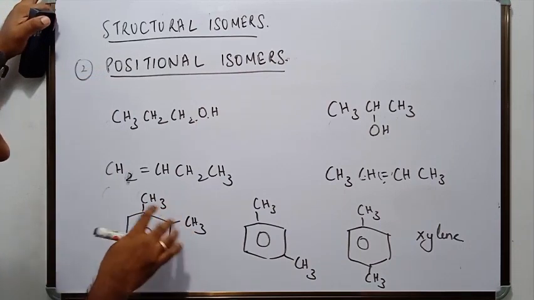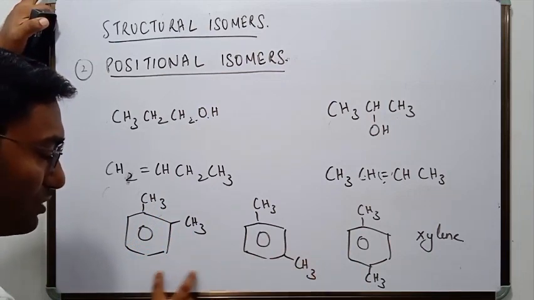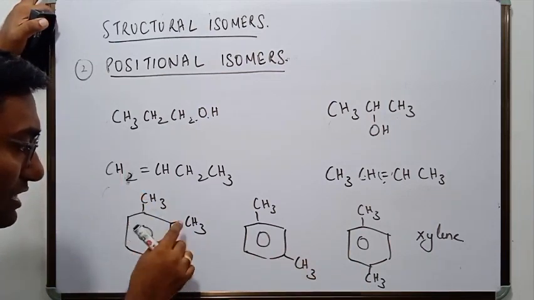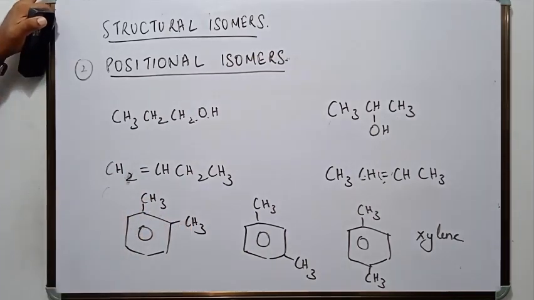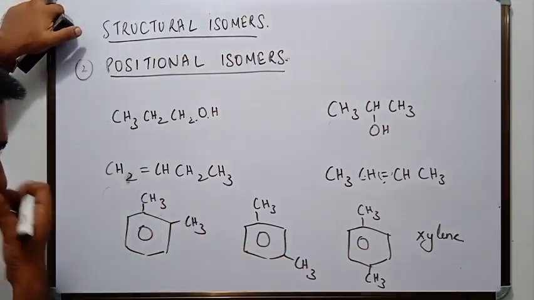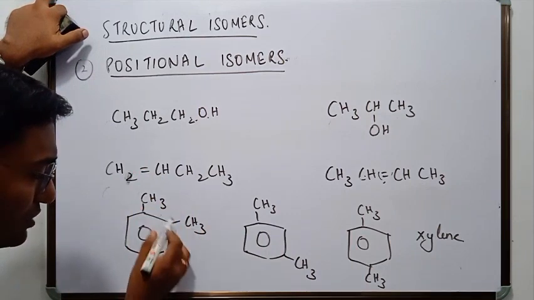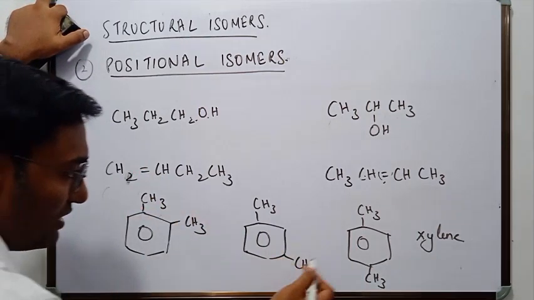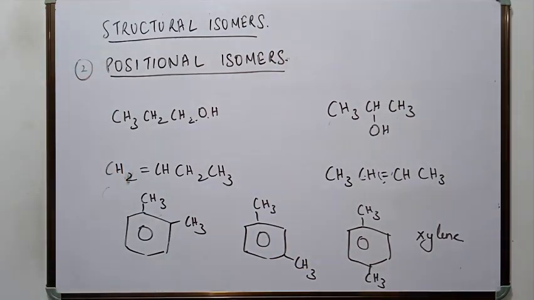these isomers differ with respect to the relative positions at which the two substituents are attached to the phenyl ring. These isomers differ with respect to the relative position of the two functional groups that is attached to the phenyl ring or the benzene ring, right? So this is positional isomers.